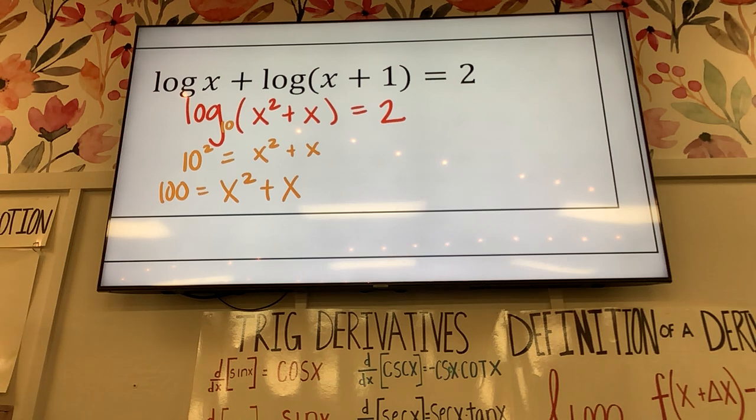And 10 squared is 100. Then because it's a quadratic, we need to move everything to one side and set it equal to 0. Now, the reason why this one is kind of bleh is because it's not factorable. Are there any 2 numbers that multiply to give you 100, but add to give you 1? No. So it's not factorable. What do you do? No solution? No. You use the quadratic formula.